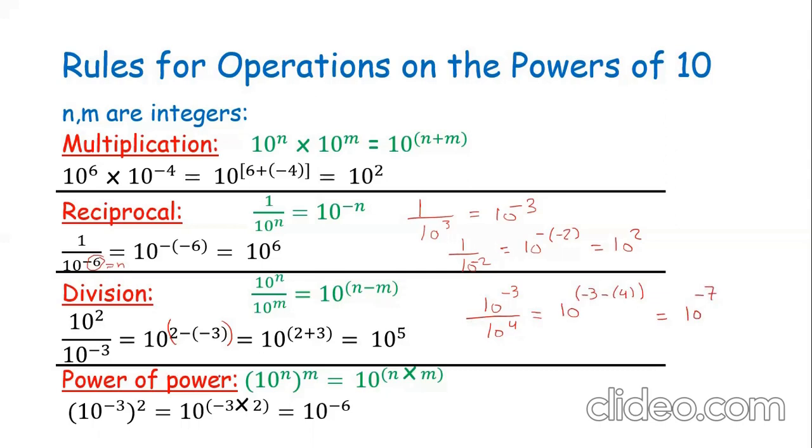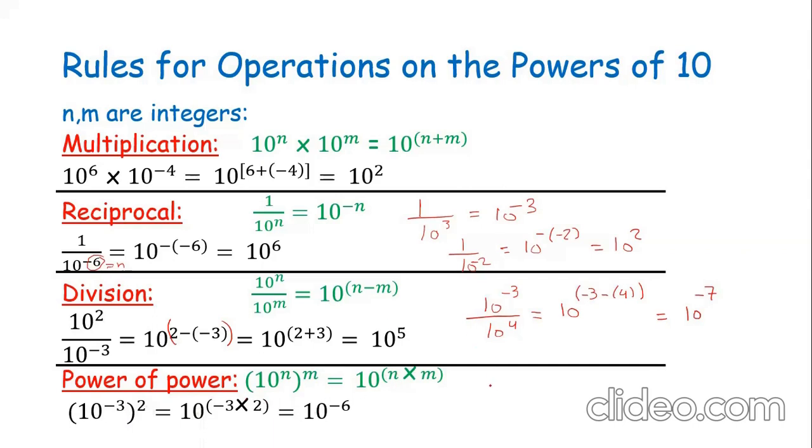The power of a power of 10. So here we have 10 raised to the power of n, and the whole is raised to the power of m. In this case, this is equal to 10 raised to the power of n multiplied by m. For example, 10 raised to the power of minus 3 and the whole is raised to the power of 2. This is equal to 10 raised to the power of n multiplied by m, which is minus 3 multiplied by 2. And this is equal to 10 to the power of minus 6.